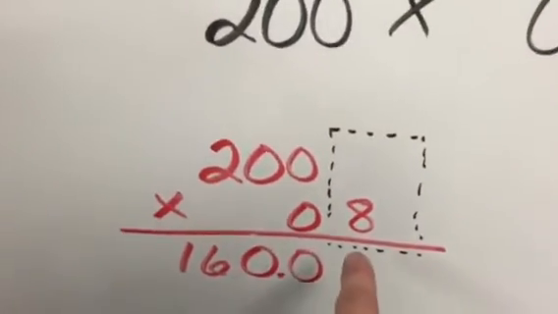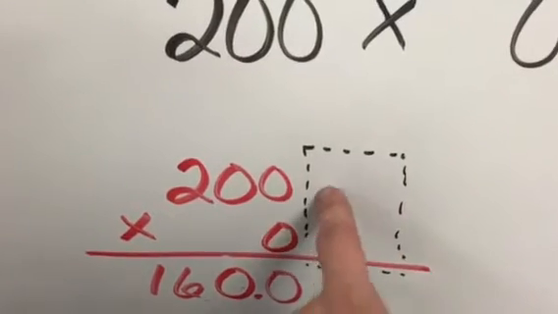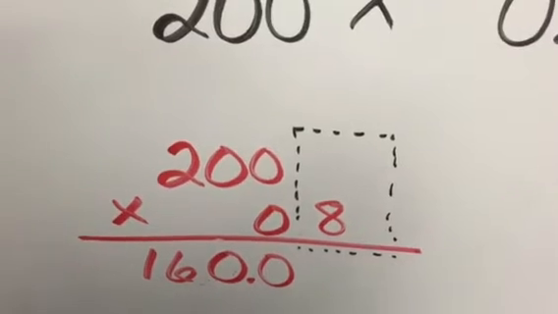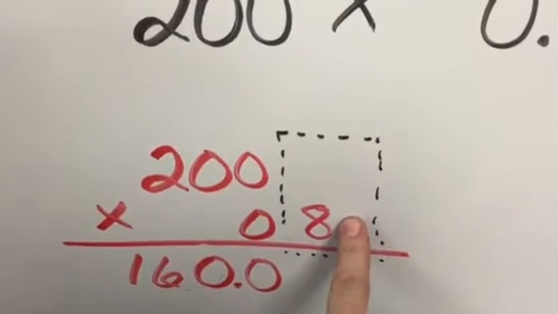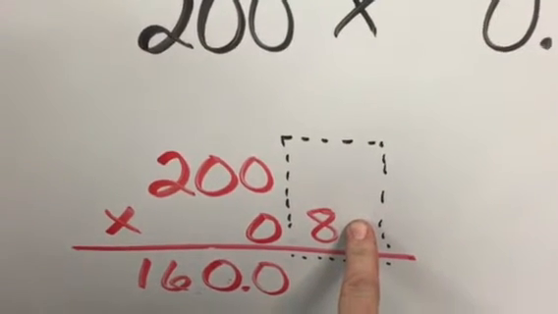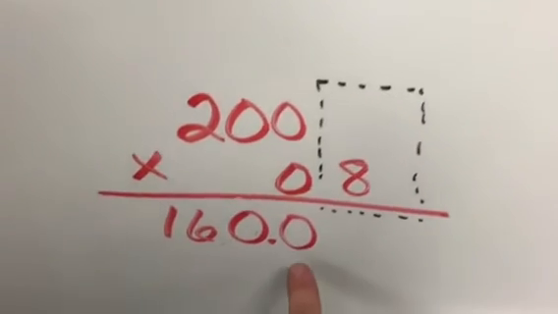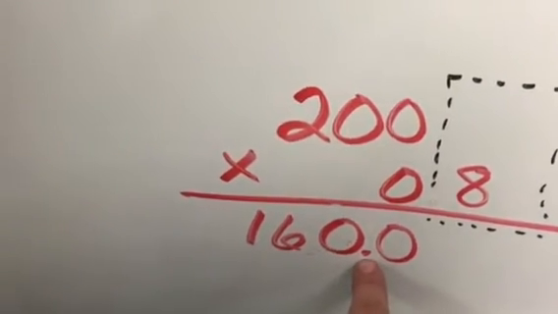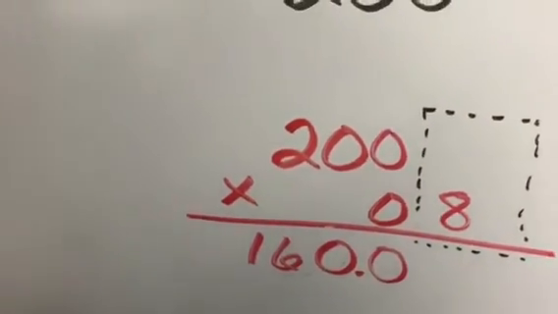Then we look at all of the digits that are after the decimal point. There's nothing in here, and there's just 1 for this one. So because there's 1 decimal place in the factor, there's going to be 1 decimal place in our answer. So I move my decimal point right there, and I get an answer of 160.